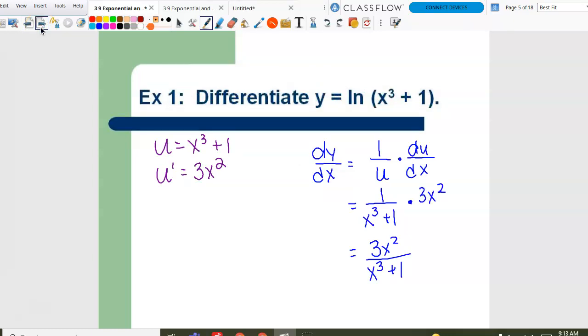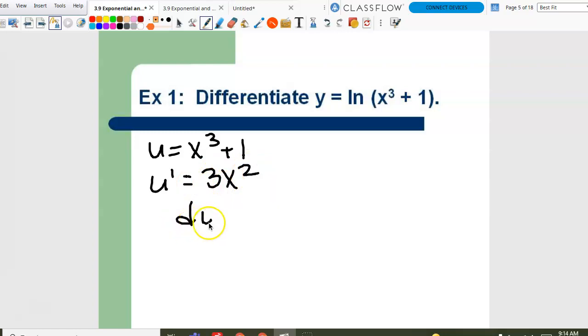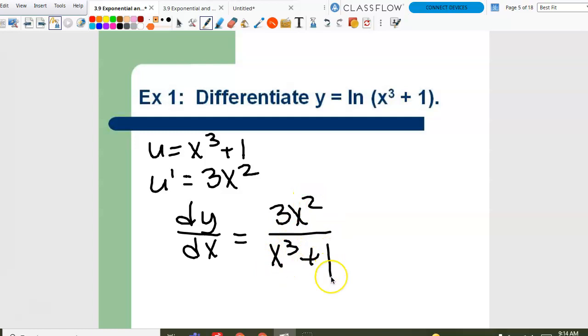So it ends up just being u prime over u. So what is u? u in this case is x cubed plus 1. So u prime is 3x squared. So the derivative of that problem is 3x squared over x cubed plus 1. Exactly.